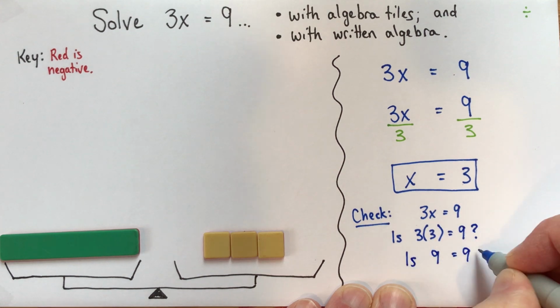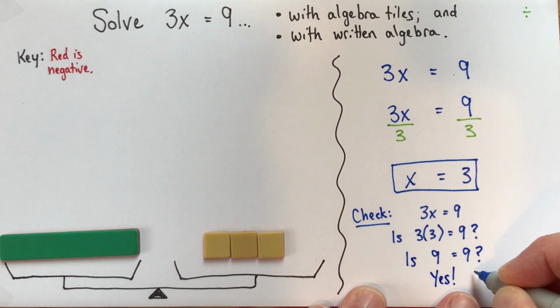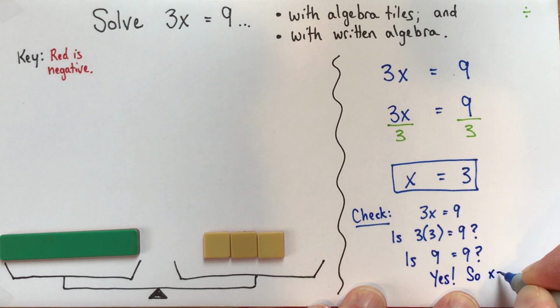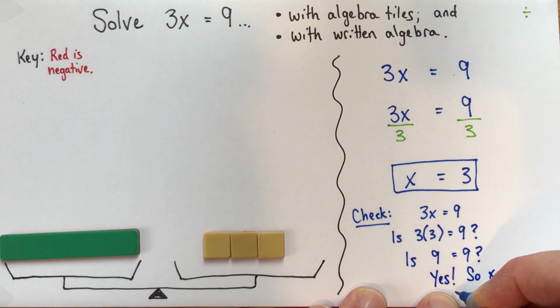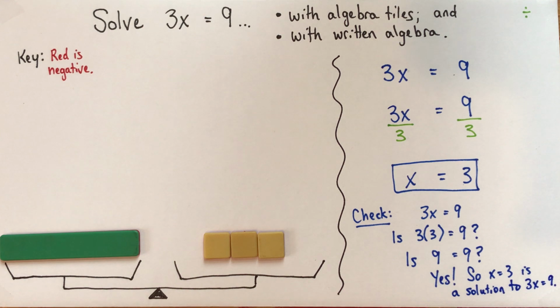So is 9 equal to 9? And yes, it's super easy now. Super obvious now. Yes. So x equals 3 is a solution to 3x equals 9. All right. Good luck solving your equations with algebra tiles and with written algebra.